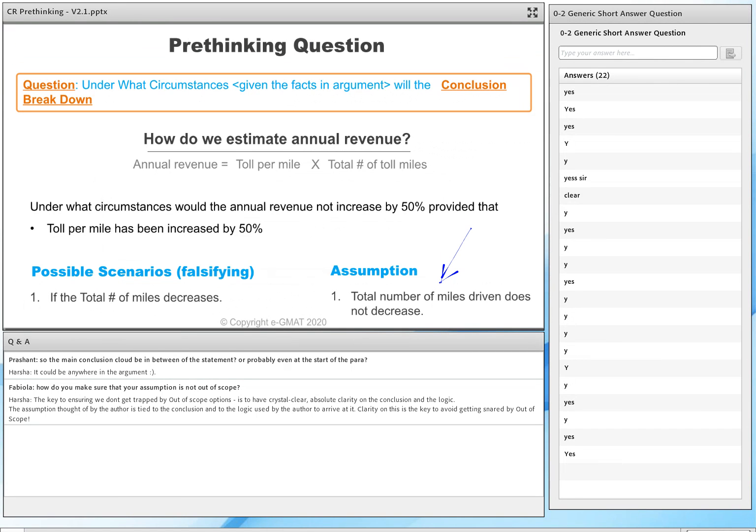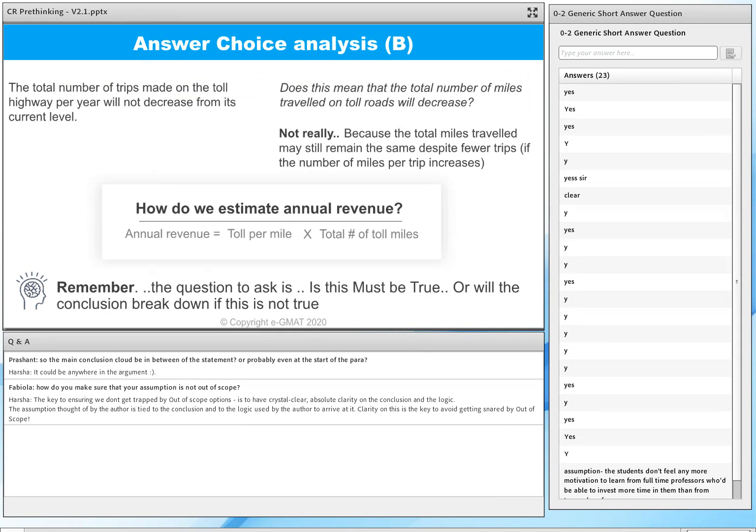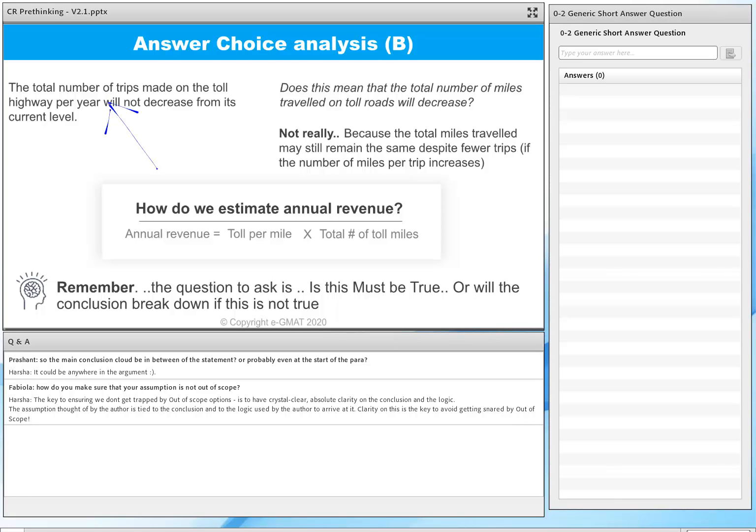So let's look at this. The total number of miles, that's my only assumption over here. The total number of miles driven does not decrease. Now let's look at choice B, which is the most popular incorrect answer choice. Choice B says that the total number of trips made on the toll highway will not decrease from its current level. Now, does that mean that the total number of miles goes down?